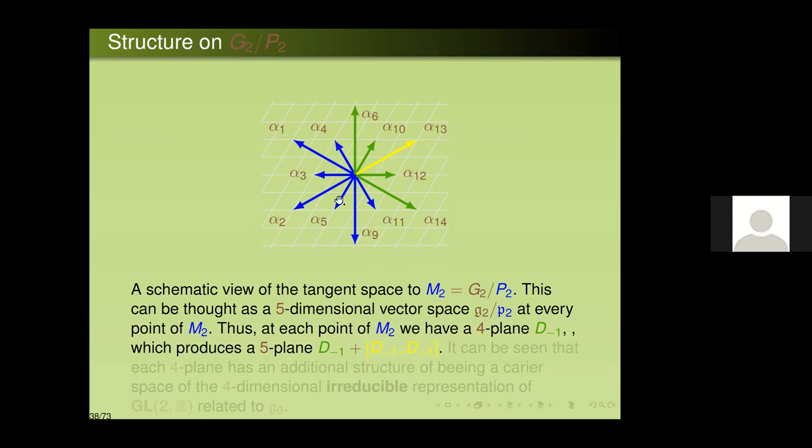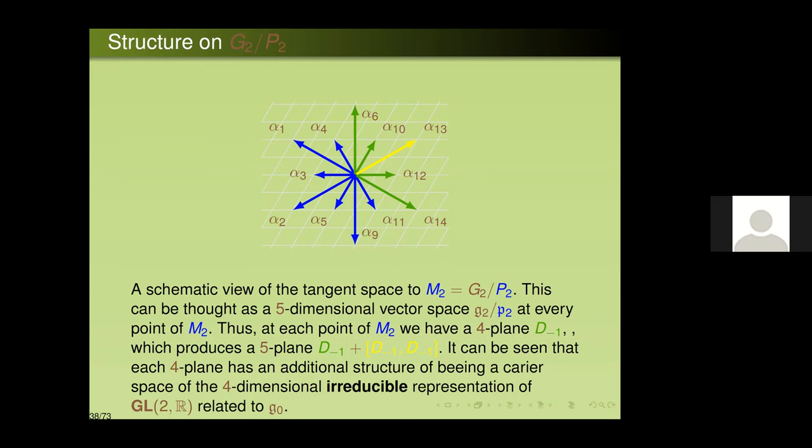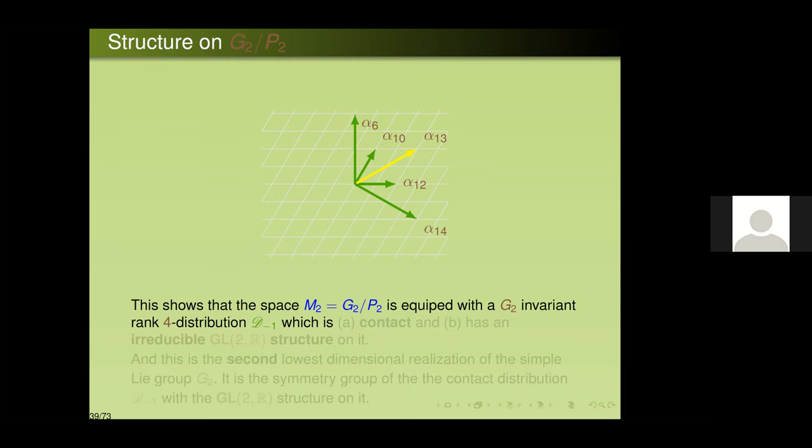So what we now have is that on the quotient space, we have a rank 4 distribution which is non-integrable, and it produces a rank 5 distribution. And actually, one can see that it is a contact distribution. And moreover, we have an irreducible GL2R structure on the 4 distribution. So that's the structure on M2, G2 by P2. This shows that my manifold G2 by P2 is equipped with a G2 invariant rank 4 distribution D minus 1, which is, number one, contact, and number two, has an irreducible GL2R structure on it.